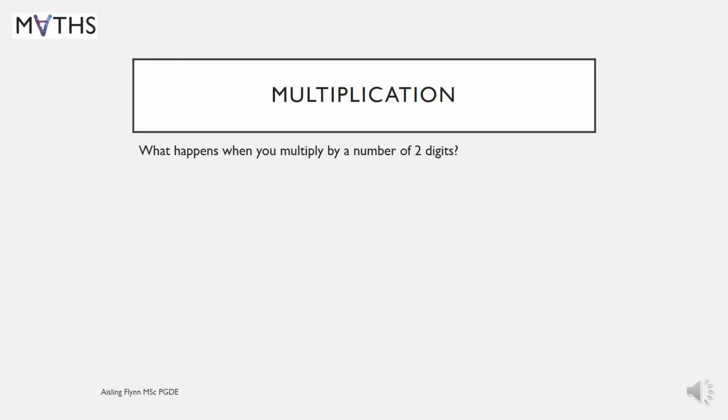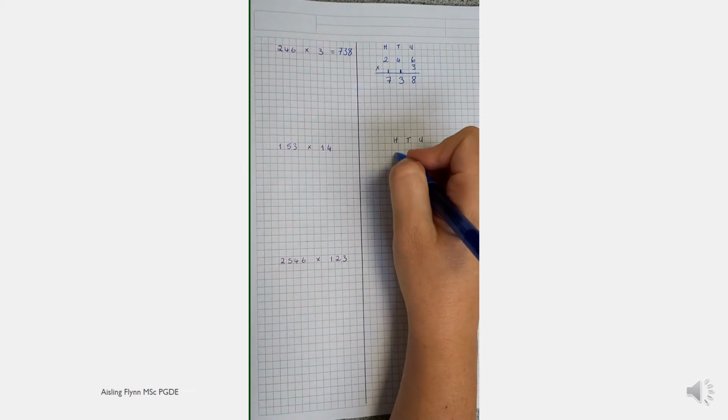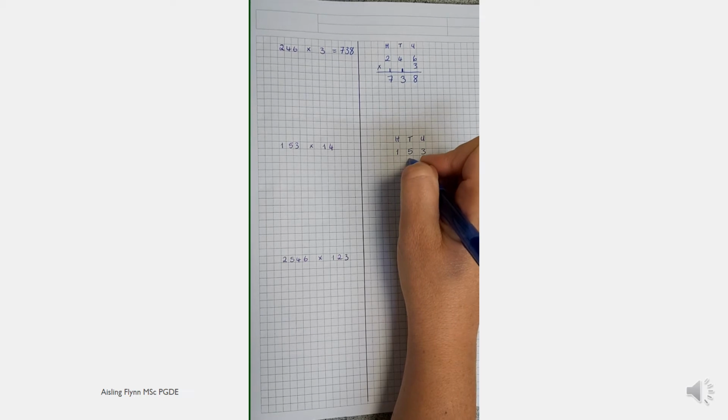So what happens when you multiply by a number of 2 digits? For example, multiplying 153 by 14. To multiply by 14, we break it into steps, because 14 is equal to 10 plus 4. First we multiply by the 4, then by the 10, and then we add the 2 results together. So multiplying 153 by 14.